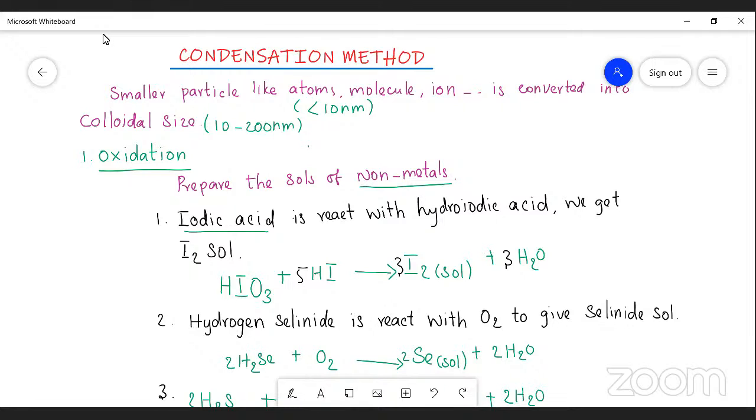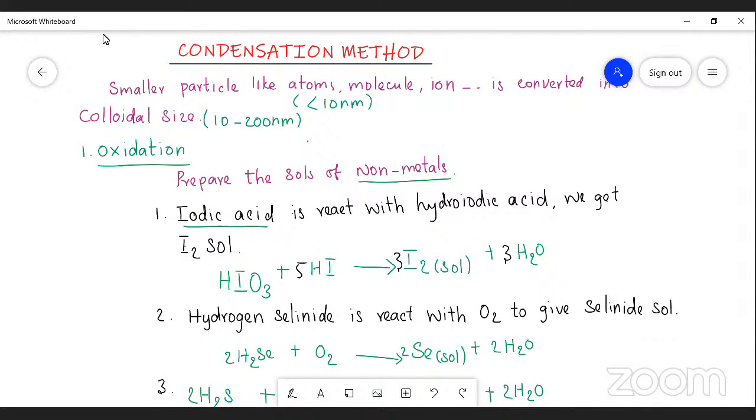Here the first method is oxidation. In oxidation, we prepare sols of non-metals. Iodic acid, HIO3, is reacted with hydrogen iodide and we get iodine. Next, hydrogen selenide is reacted with oxygen and we get selenium. And hydrogen sulfide is oxidized by oxygen or chlorine and we get sulfur.